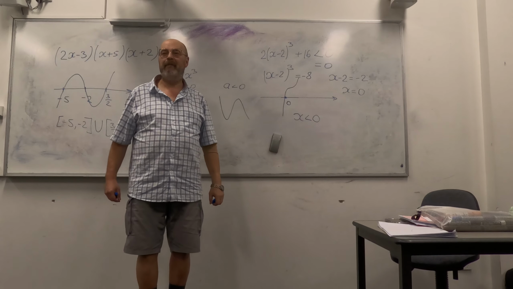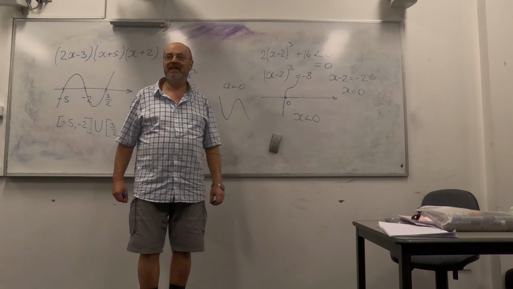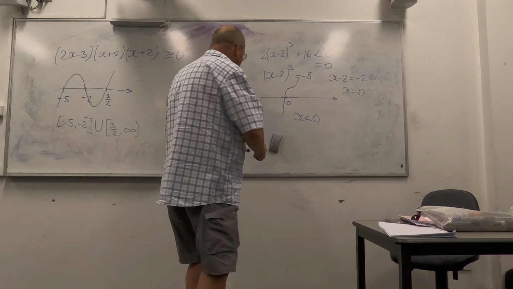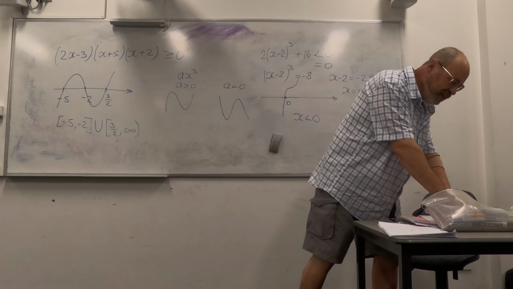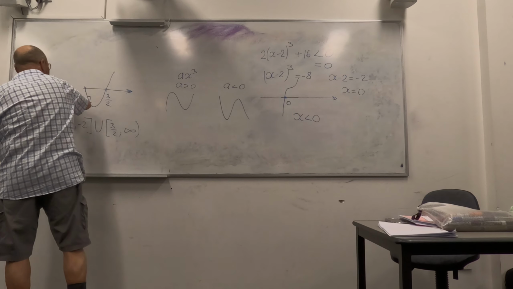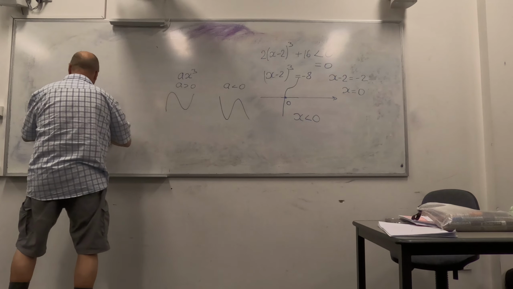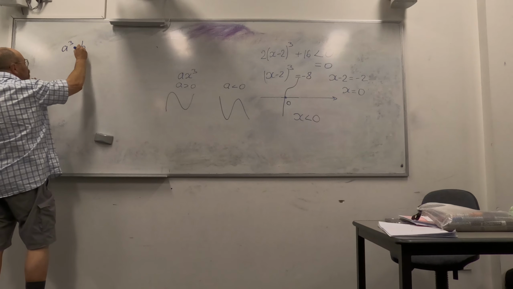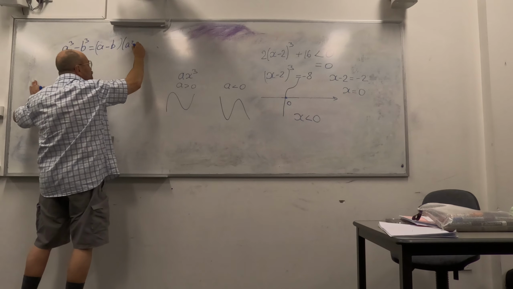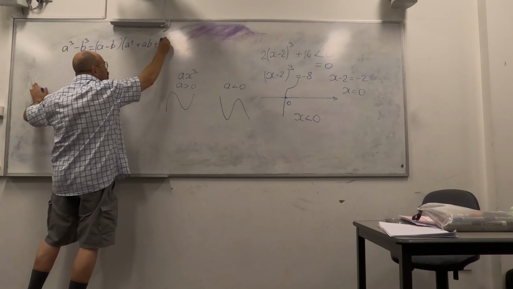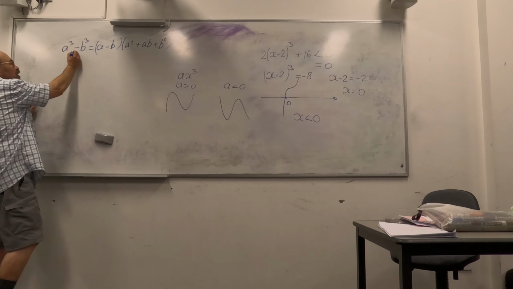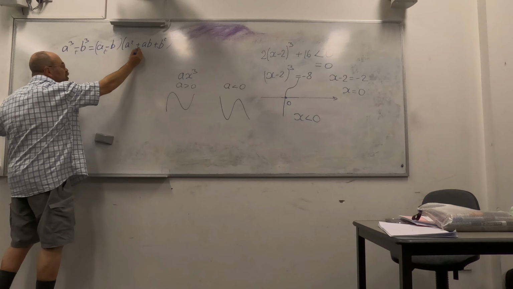What is the formula for the difference of perfect cubes? The difference of perfect cubes is a cubed minus b cubed equals a minus b times a squared plus ab plus b squared. And then if it's a cubed plus b cubed, if it will be plus, then this will be plus and this will be minus.